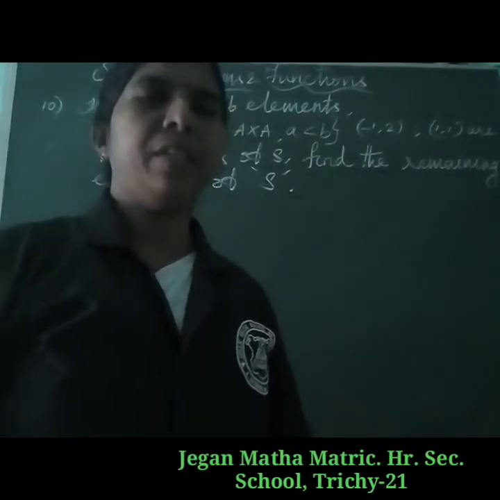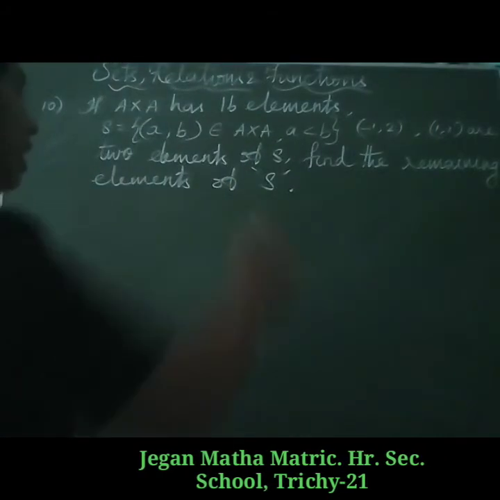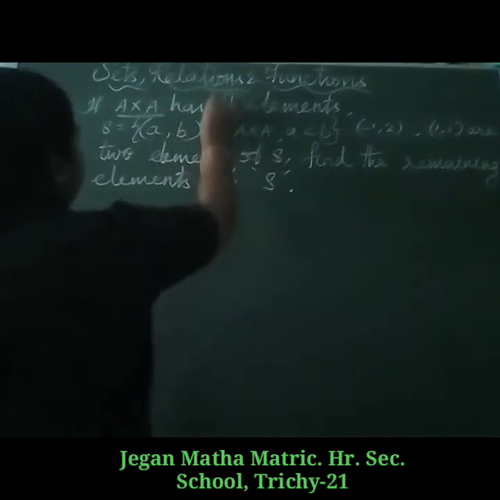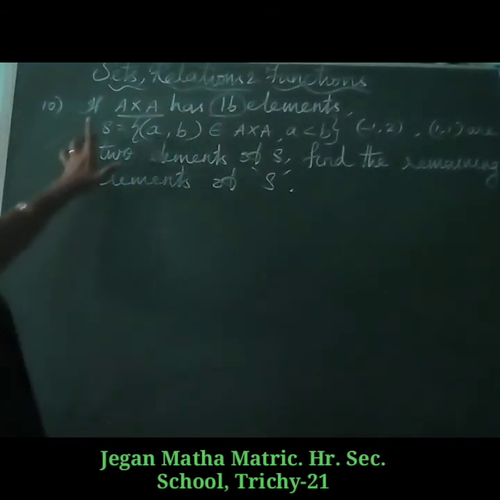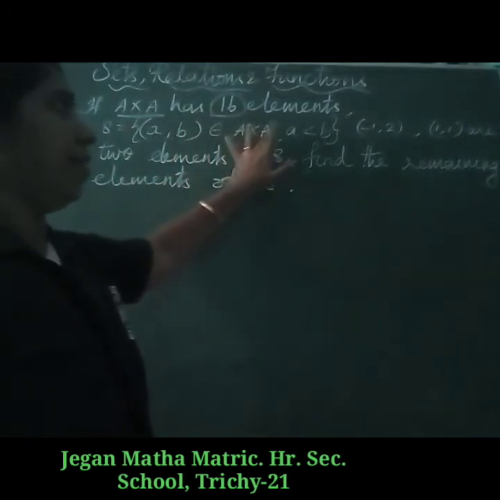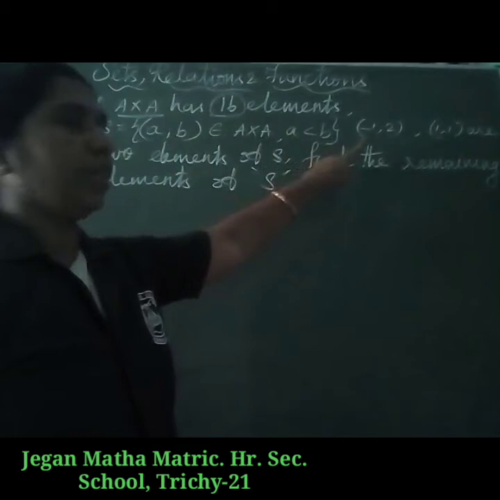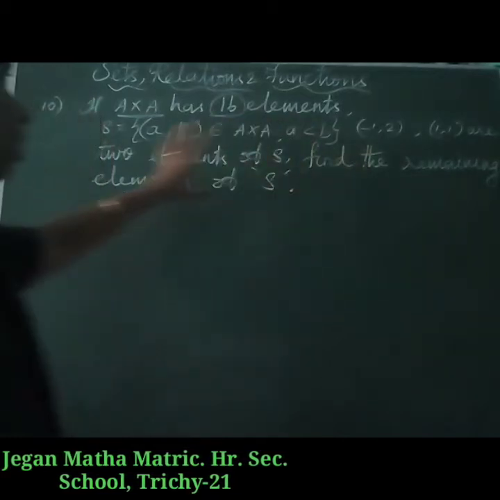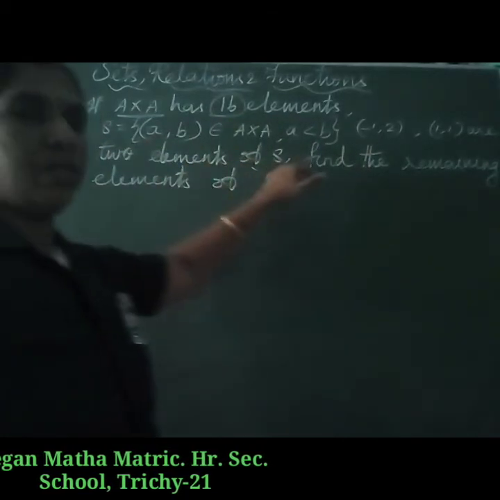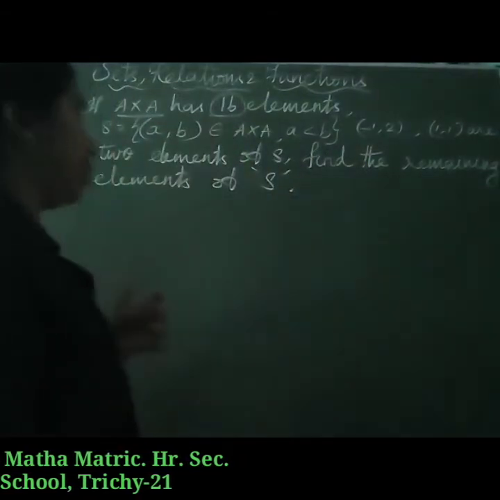Then question number 10 in exercise 1.1. A cross A has 16 elements. S is a set defined as (a, b) which belongs to A cross A when a is less than b. One condition is given. And (-1, 2) and (0, 1) are the two elements of S. Remaining elements of the set S we have to find out.